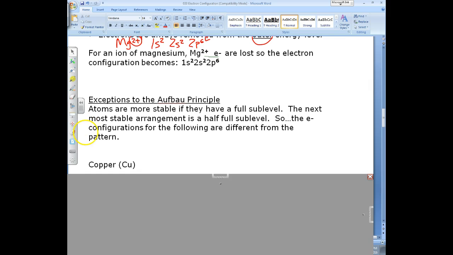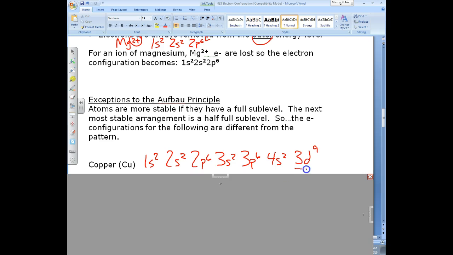The first one is copper. If you write the electron configuration like I taught you before, on copper, it would look like this: 1s2, 2s2, 2p6, 3s2, 3p6, 4s2, 3d9. Well, what we have here is a sublevel that is not full or half full.